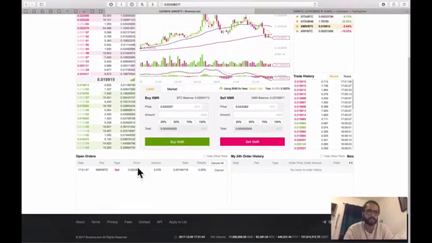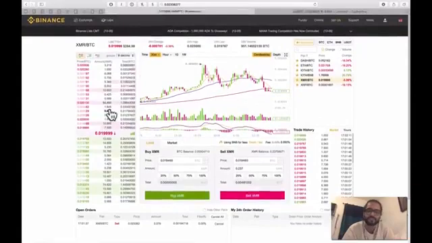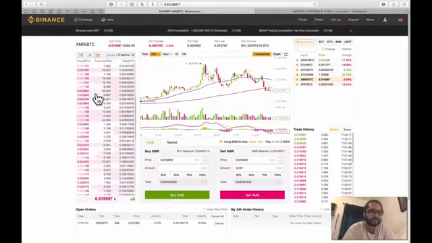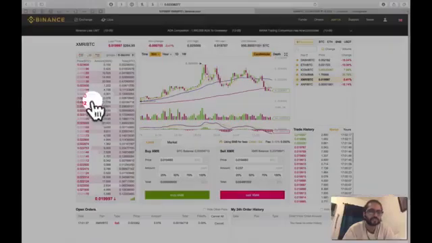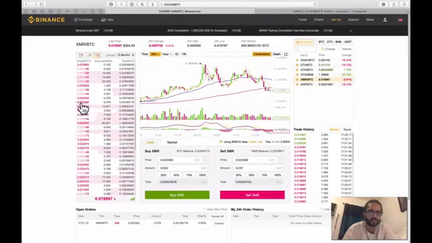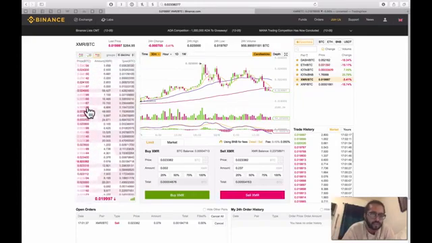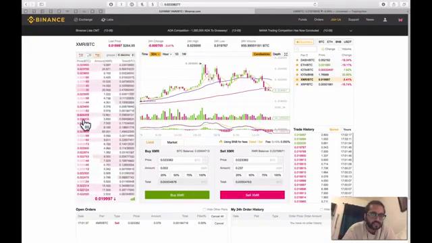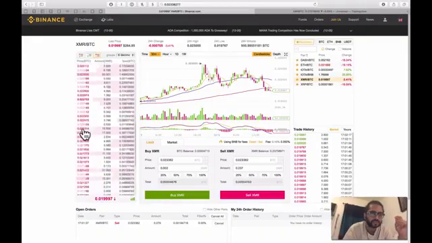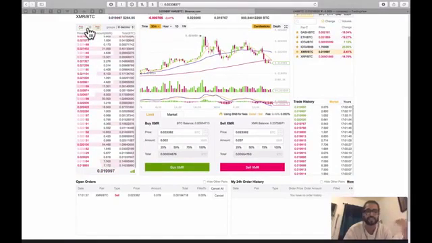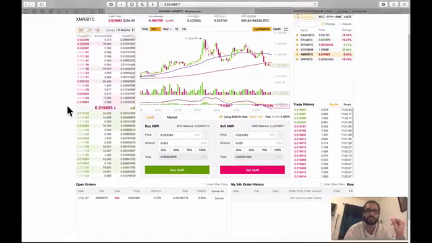I put it in at 0.0233. Oops. There we go. So there's that little orange triangle that tells me that at that price, that's where my order is. So if all these orders get filled, then mine will be up next, and then mine will sell, and then it'll go from there.